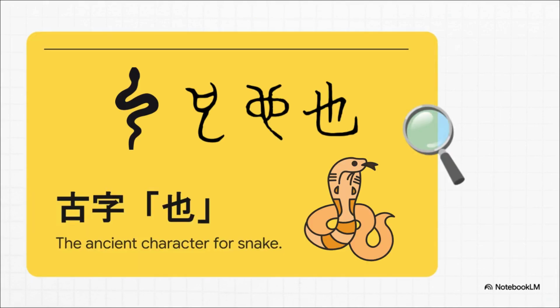All right, here's your first huge clue. You see this part of the character? It's pronounced yi. Well, way back when, this was the character for snake. Seriously, that's the key to this whole thing, so lock that in your brain.